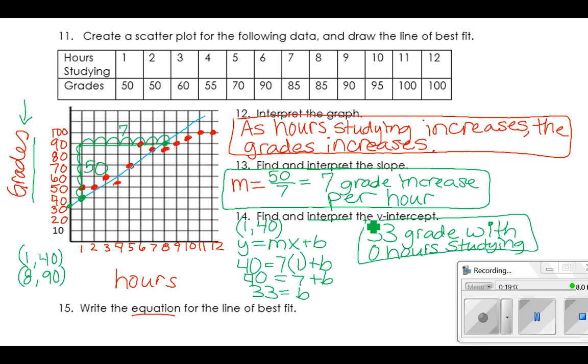Then finally, write the equation for the line of best fit. We have the m and the b, so we simply have y equals 7x plus 33.